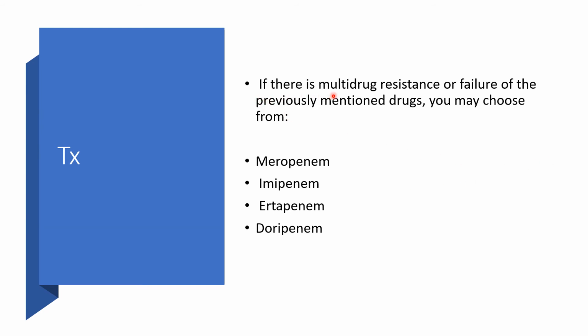Now, if there is multi-drug resistance or failure in your region, you may choose from other strong medications in the face of multi-drug resistance. That is meropenem, imipenem, ertapenem, or doripenem. So a carbapenem could be chosen this time.